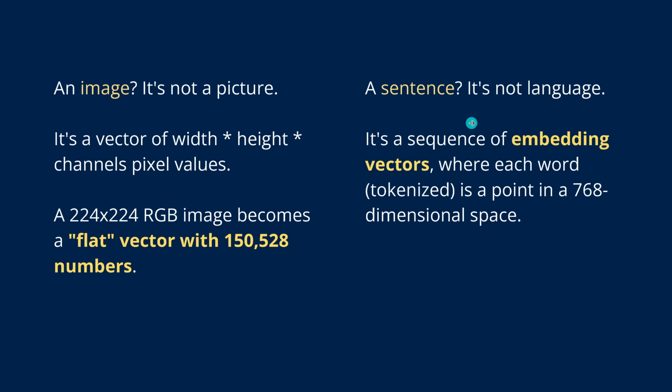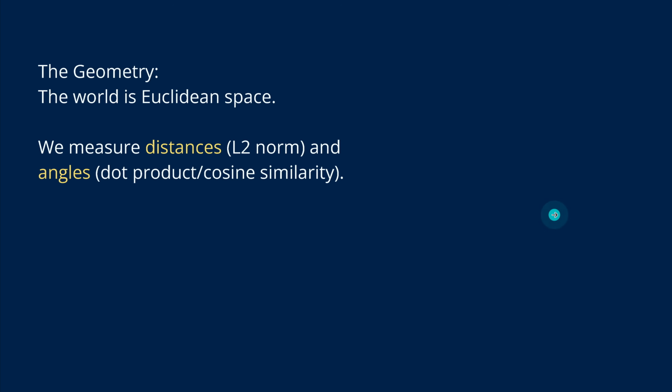A sentence in our classical AI system has nothing to do with language. It is now a sequence of embedding vectors, where each word or word element that we have tokenized is a very particular point in, let's say, a 768-dimensional numerically constructed mathematical vector space. It is not a sentence anymore.